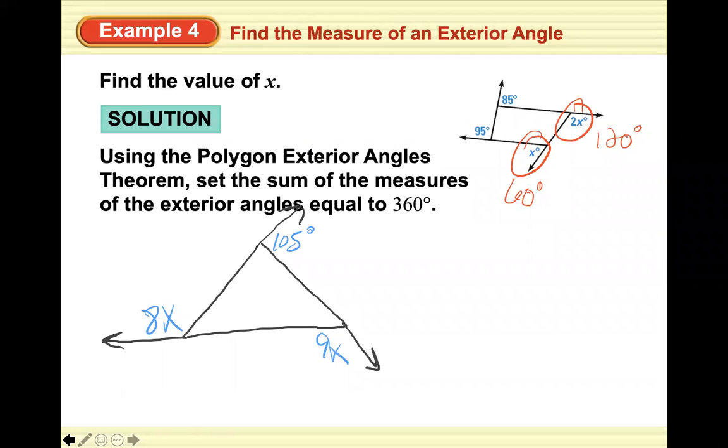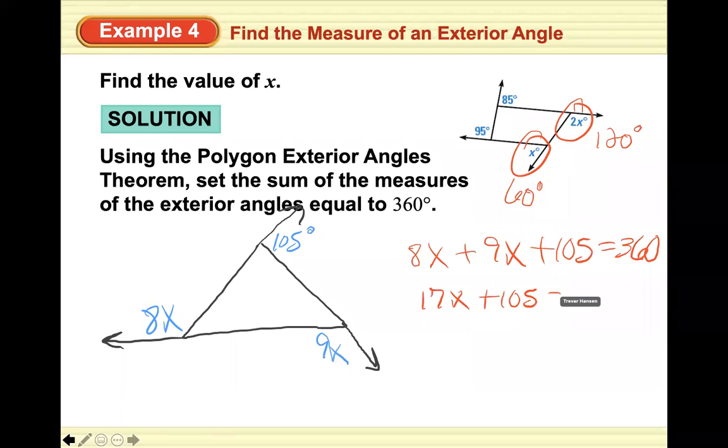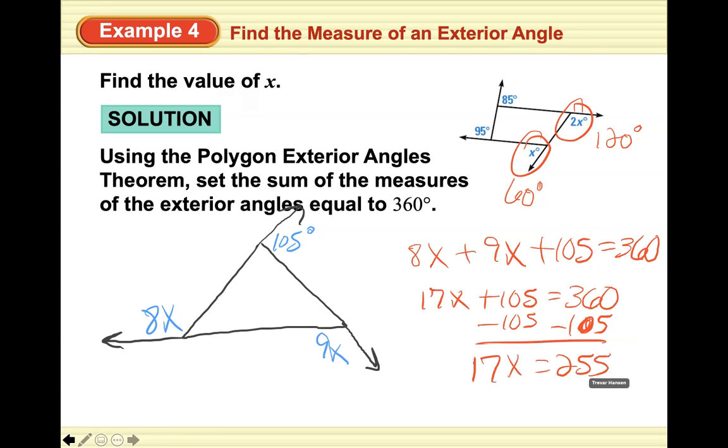So we're going to add these together. 8x plus 9x plus 105 degrees. And that's going to equal 360, or it has to add up to 360. 8x plus 9x is 17x. Subtract 105 from both sides. Divide by 17, we get 15. So x is equal to 15. That would be our answer.